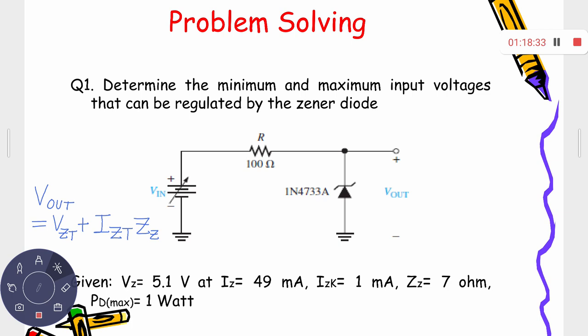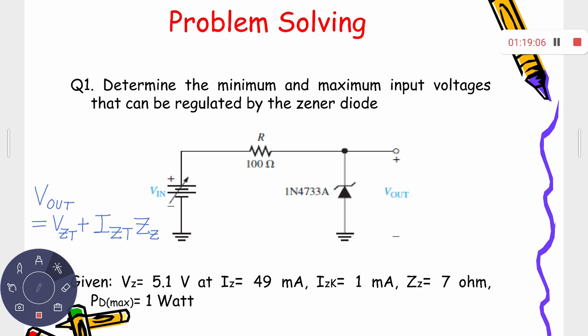So, what will be your V in when the zener current is only 1 milliampere? Okay, that series resistance is given as 100 ohms. Okay. What again? Oh, now you are out of mobile phone, na? Now you are out of PDF. Okay. So, what's the chat question?